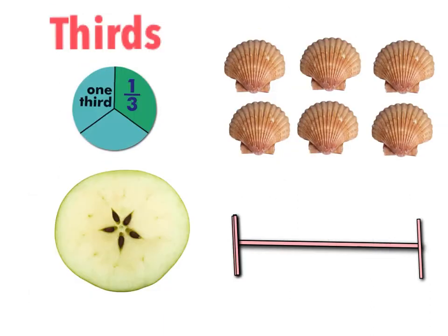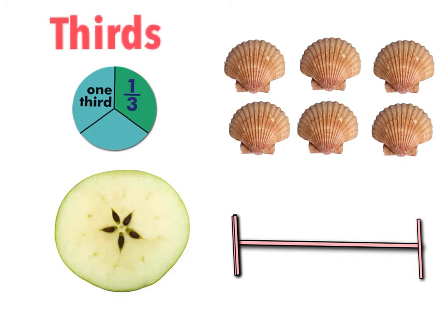Okay, partitioning areas, lengths and collections to create thirds. Again, I've got my little reminder here about thirds. I've got my whole circle and I have created thirds by evenly dividing the shape into 3 equal parts. 1, 2, 3. Here is the word one third and here's the numeric form of the fraction 1/3.